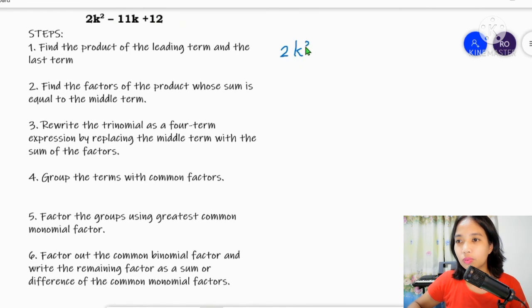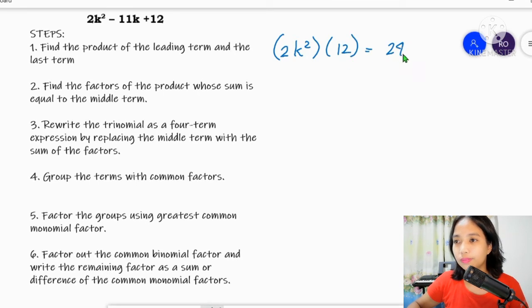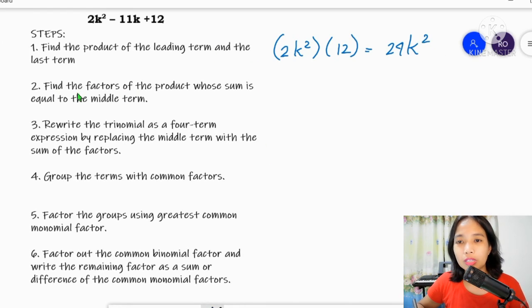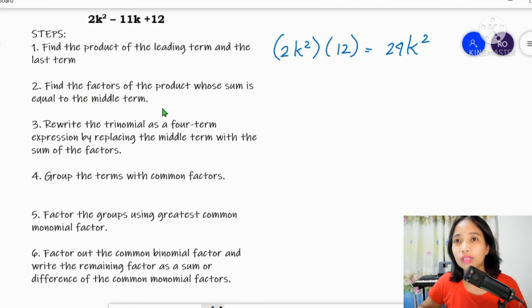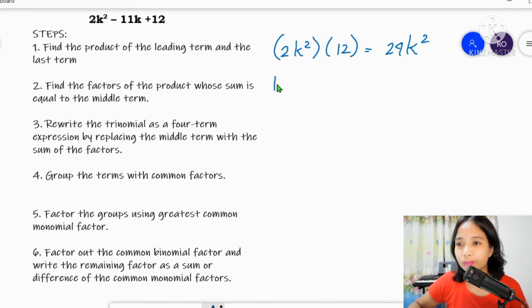2k squared times 12. The answer is 24k squared. Okay, then step number 2, find the factors of the product whose sum is equal to the middle term. Okay, so ilista muna natin lahat ng mga factors. So that is factors of 24.